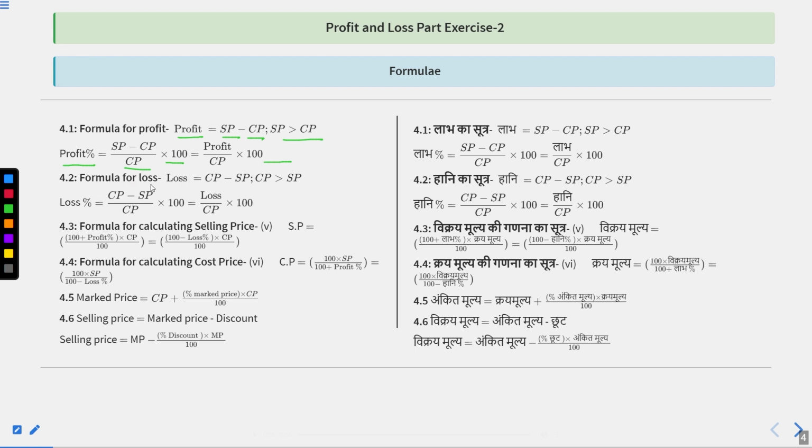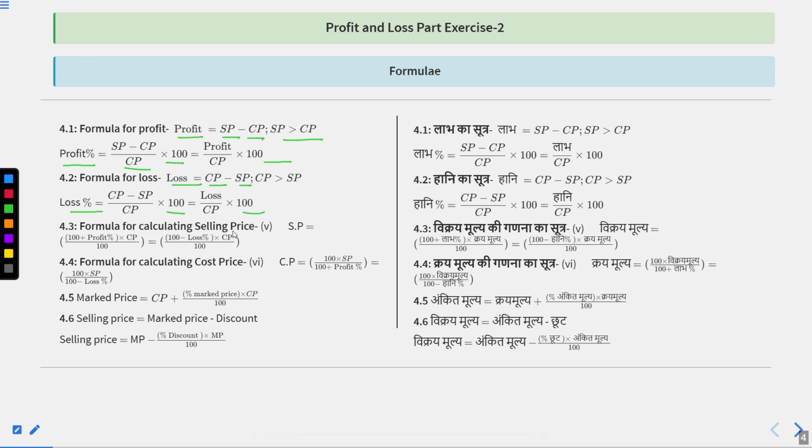Clear? So the next formula is loss. Loss will happen when cost price is greater than selling price. So CP minus SP. Clear? So what will be the loss percent? CP minus SP upon CP multiplied by 100, or we can say loss upon CP multiplied by 100.